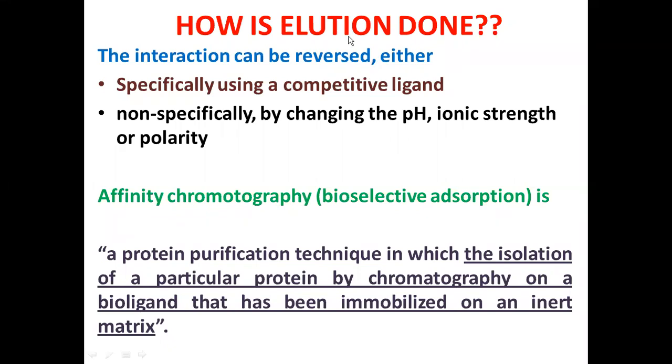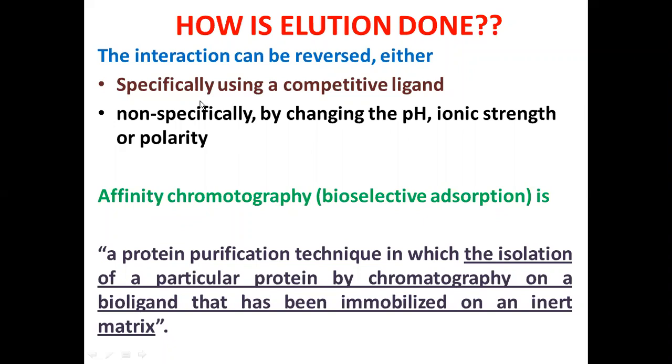How do we do the elution process here? Because here the interaction will be a bioselective interaction between the ligand and the target molecule. So we have to deactivate the interaction between the ligand and the biomolecule. How do we do this? Here, the interaction that took place between the ligand and the biomolecule must be reversed in order to elute the solutes. The interaction between the ligand and the solute molecule must be reversed. This reversal of the interaction will be done in two ways.